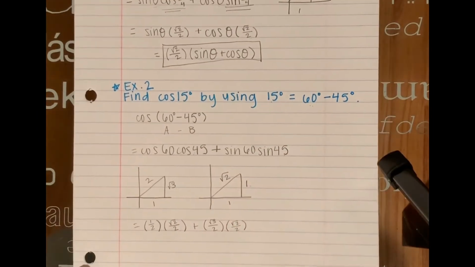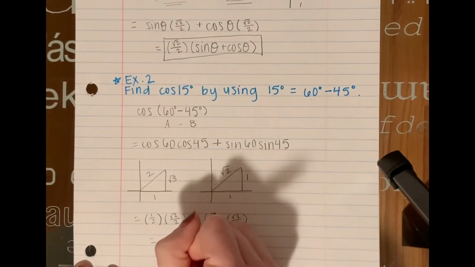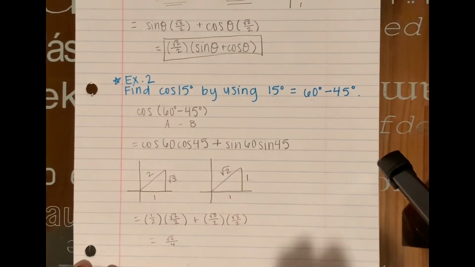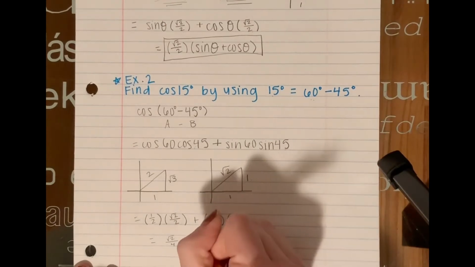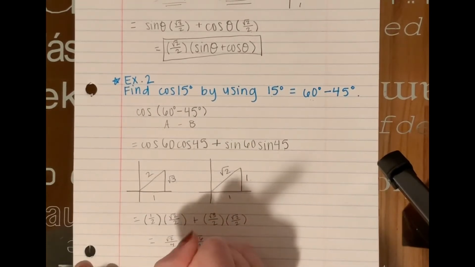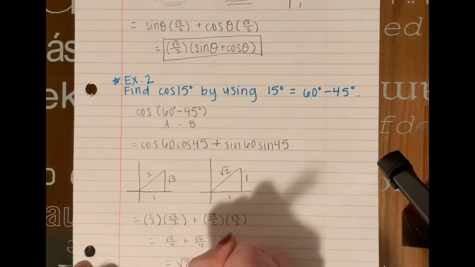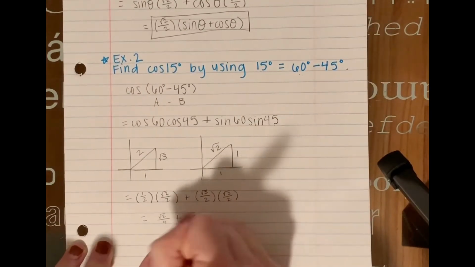And then we can just simplify. So we'll have root 2 over 4 plus root 3 times root 2, which is root 6, over 4. And then they both have the denominator 4, so we can just write it as one fraction. Root 2 plus root 6 all over 4.